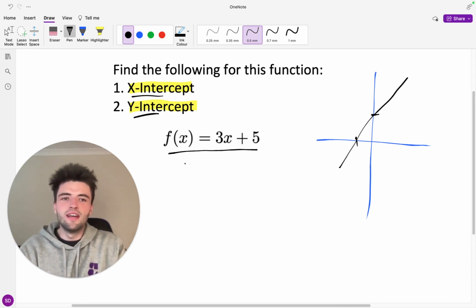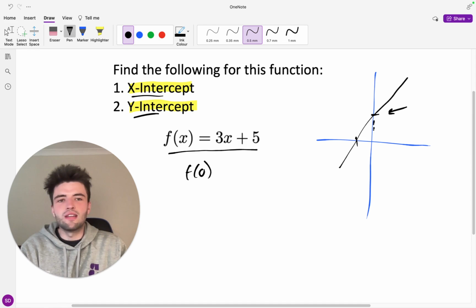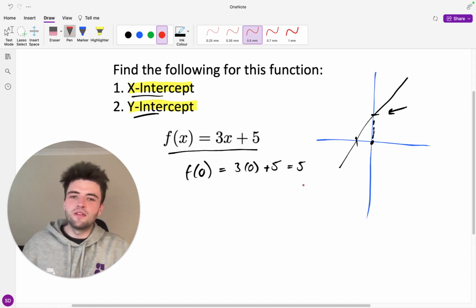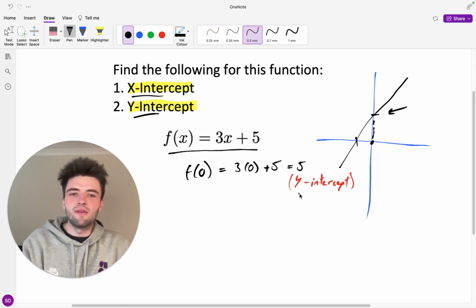And so the most straightforward way of doing this is to first of all plug in f of 0. So f of 0 is where x is equal to 0, and that means that f of 0 is going to give us where it crosses the y-axis, because this is directly above where x is equal to 0 at the origin. And so f of 0 is just going to be 3 times 0 plus 5, which is just 5. And that is just the same as the y-intercept.